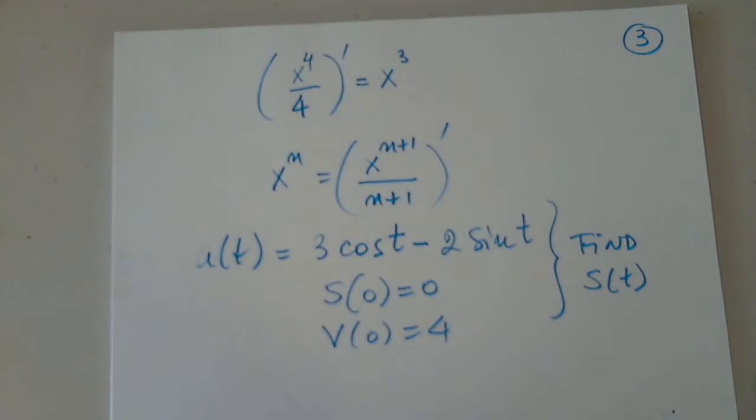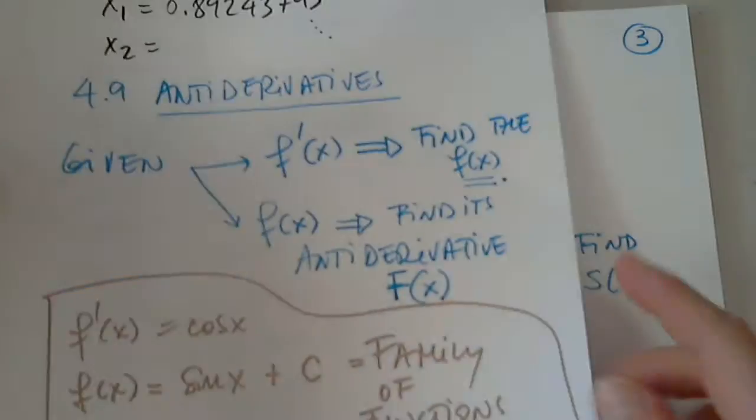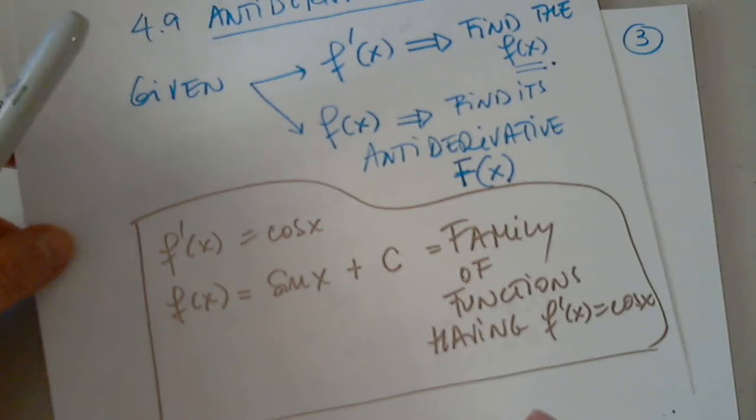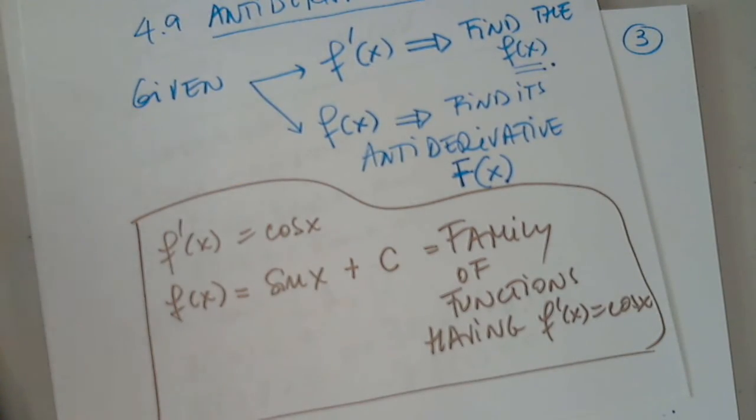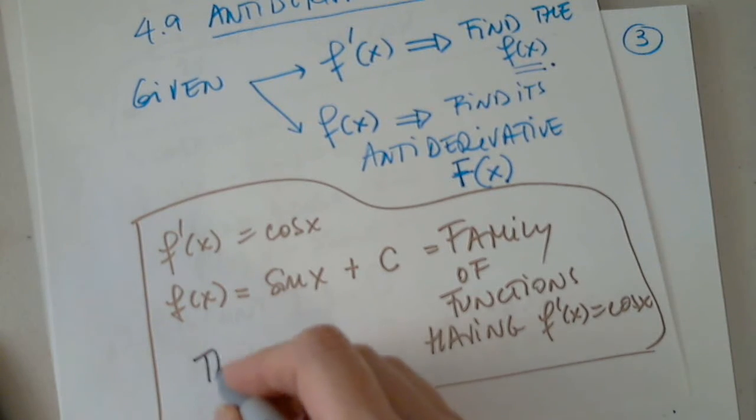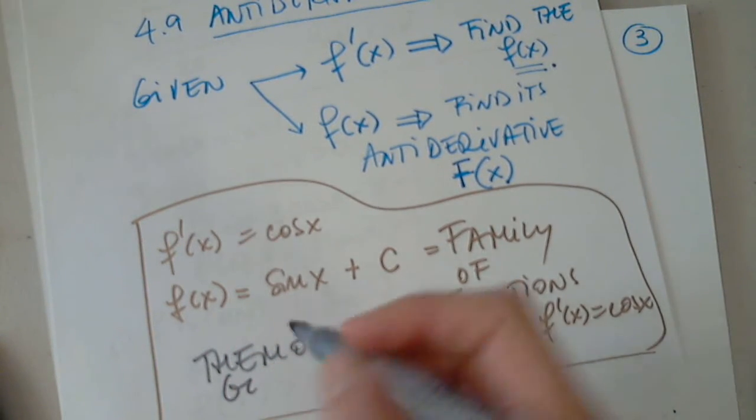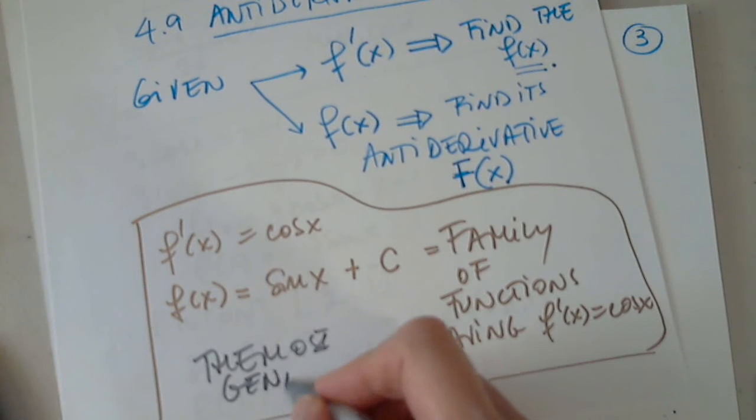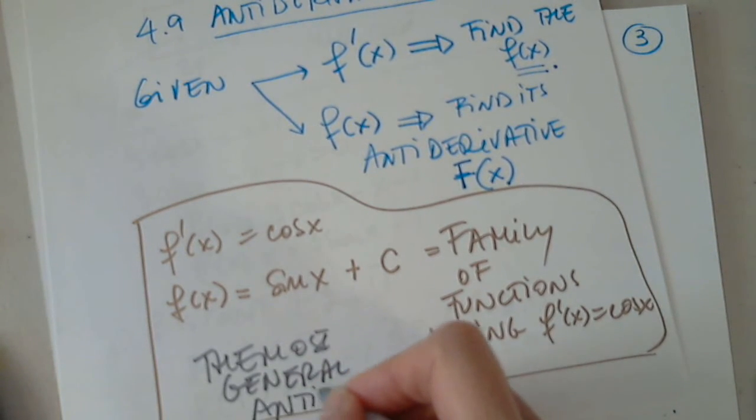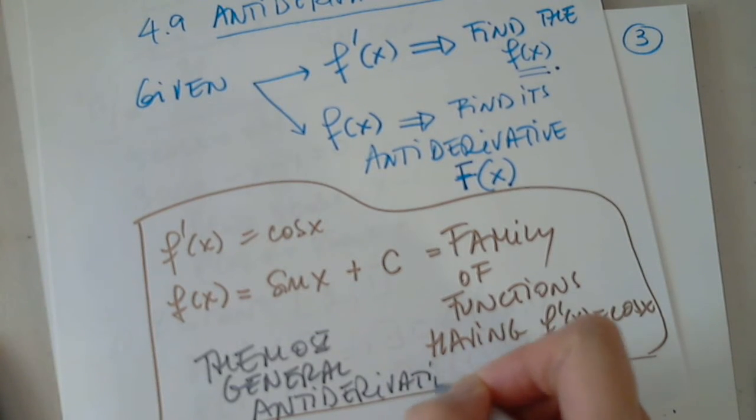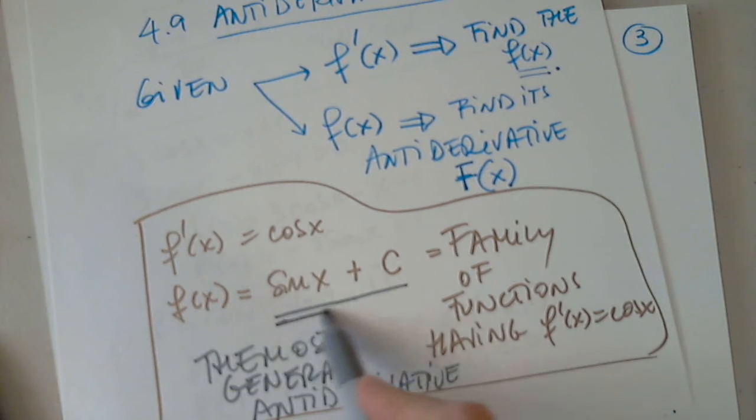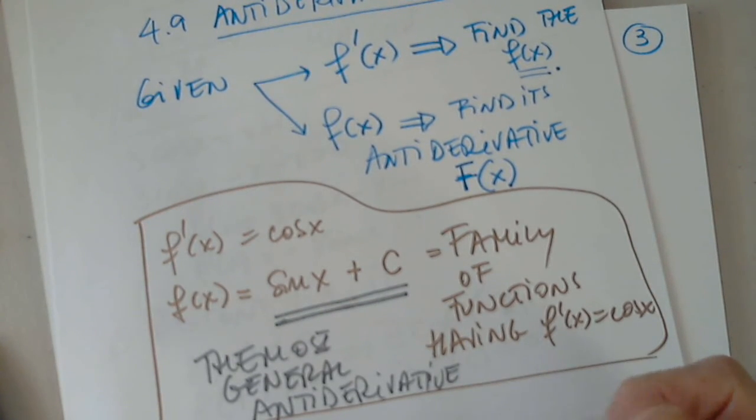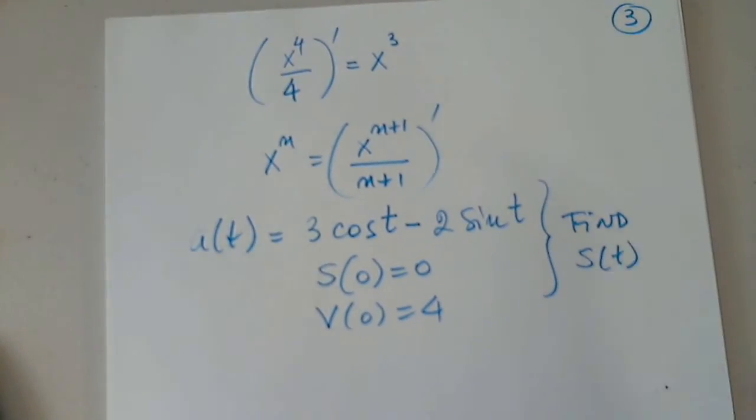We're not asked to find the family of functions. I wanted to hold on to that, but I'm going to put the name here, which is the most general antiderivative. Here we determine the most general antiderivative, or the most general function whose derivative is that. Okay. So here we're not asked to find the most general. Why? Because we are given two conditions.